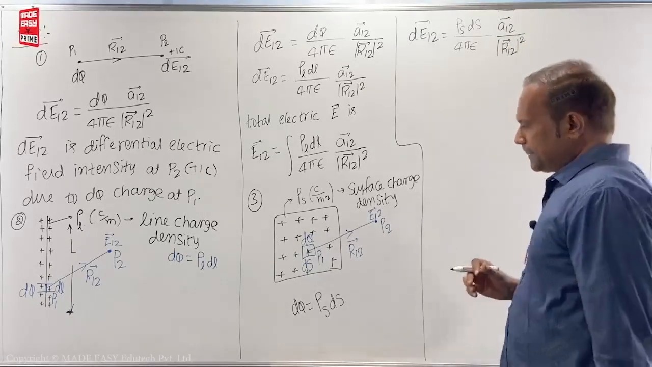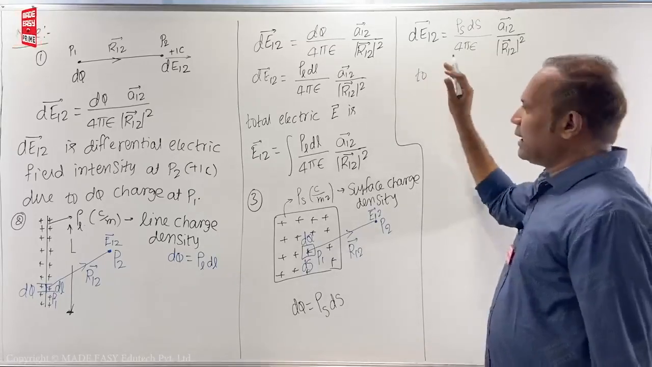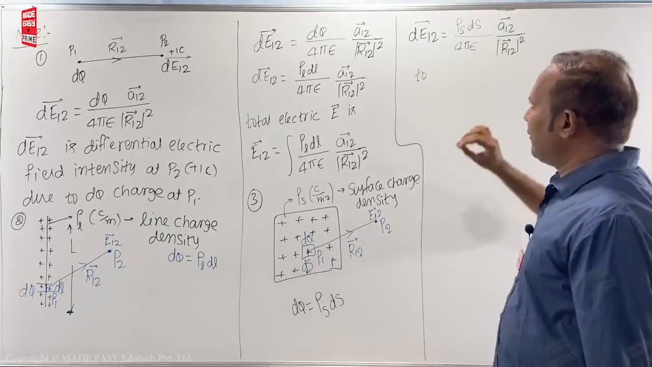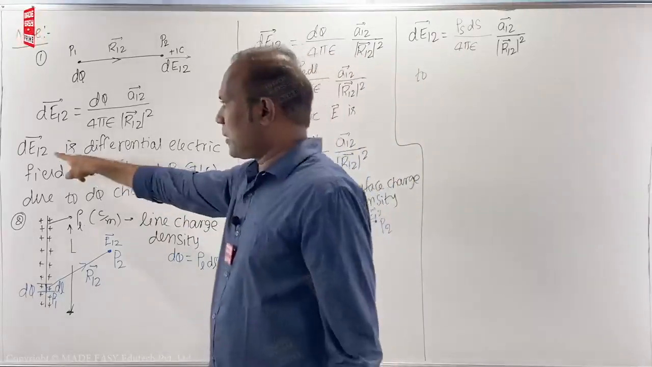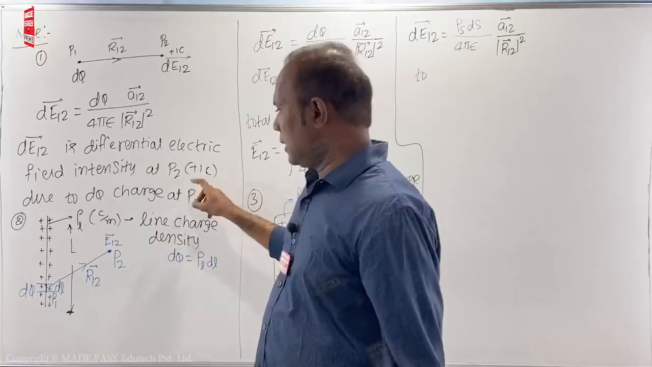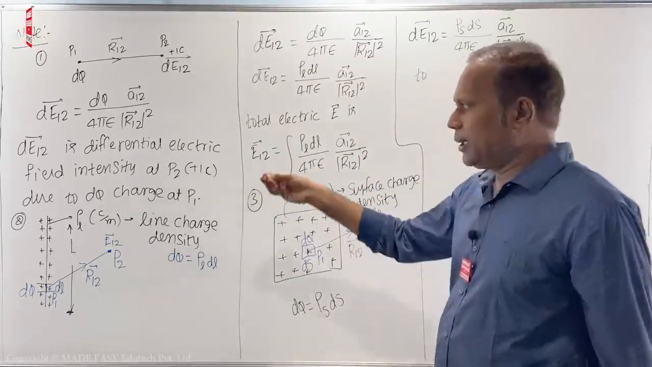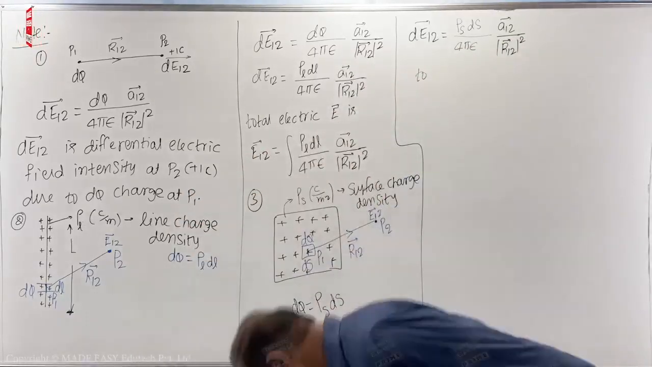Now ultimately students, in every case I wrote the meaning of dE12 bar here. This is the dE12 bar meaning: differential electric field intensity at point 2. Every time at point 2 location you have to put 1 coulomb test charge, and then find the field due to dq charge present at point 1.